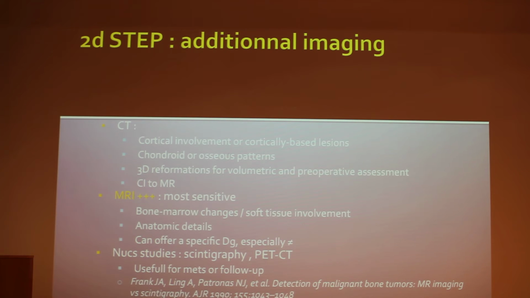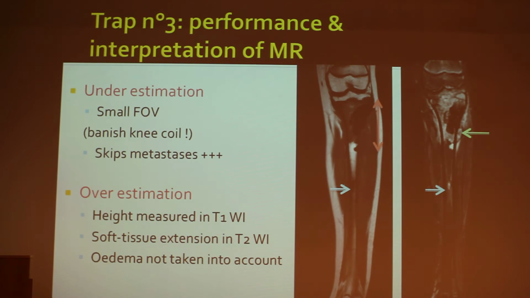MRI is most sensitive because of the edema and the bone marrow changes, and also because of the soft tissue involvement. Nuclear studies are also helpful, but they're part of the global general assessment, and shouldn't be used in the first place to characterize a bone tumor. So track number 3 will be about the interpretation of MR and the misleading findings.